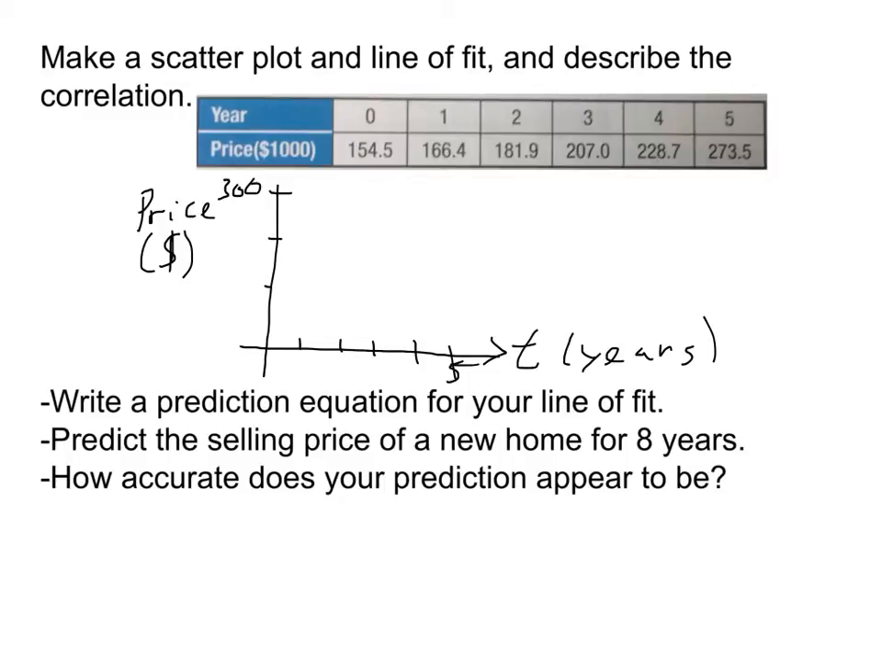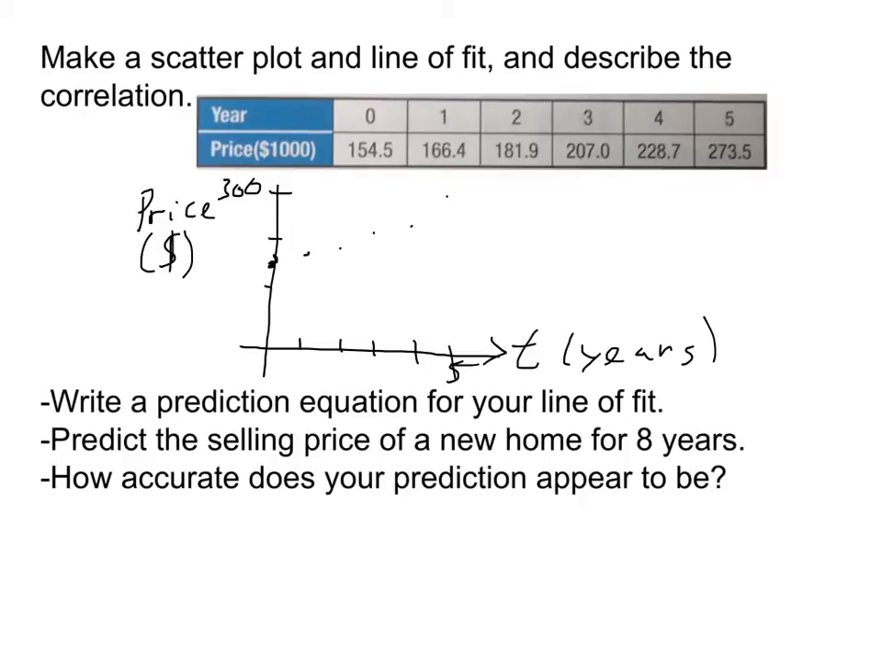So let's see, if I go 0, 154 would be about there, 1, 166, 2, 189, 3, 207, 4, 228, and 5, 273, so a little bit higher there. It's not a great scatter plot, but it's not terrible. Okay, then you need to try to draw a line of best fit.